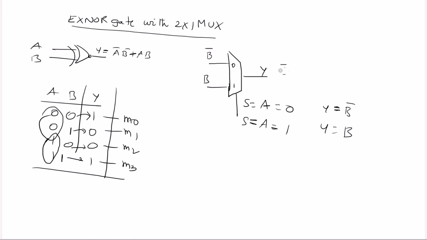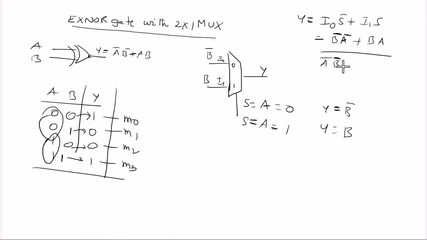So I am erasing this one. Let us see here the logic expression. Y is equal to I0 into s bar plus I1 into s. S is a, so s bar is a bar, and I0 is b bar now. So b bar a bar plus I1 is b. From the implementation you can write this as a bar b bar plus a b. It is nothing but the output expression for the exclusive NOR gate.